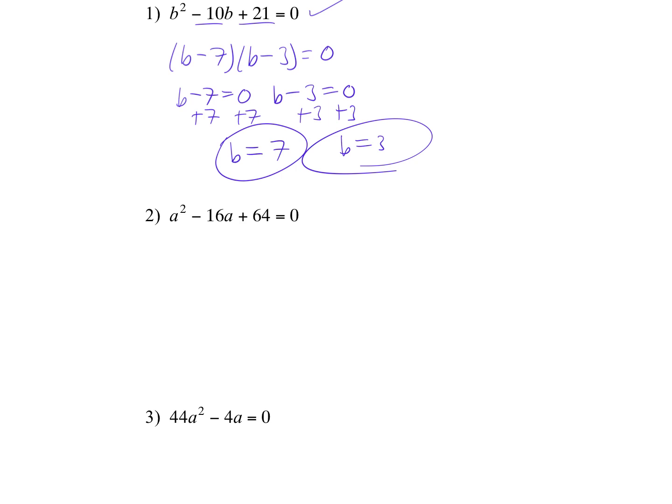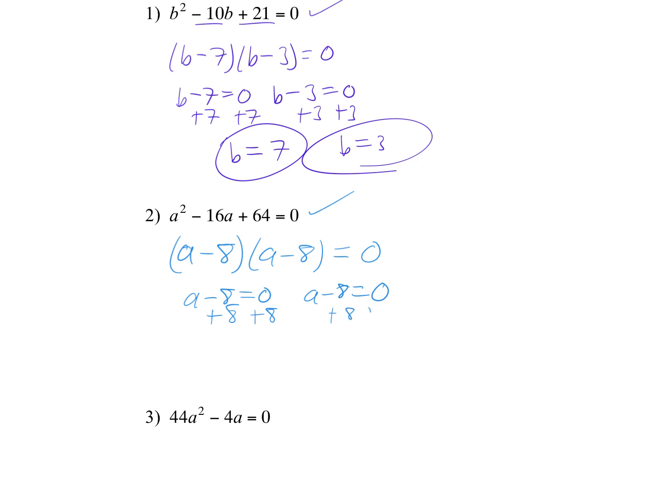First, you want to make sure that the entire equation is set equal to 0. It is, so we're good to proceed. We're looking for factors of 64 that add to negative 16, which is going to be negative 8 and negative 8. This is a perfect square trinomial. So you get a minus 8 times a minus 8 equals 0. We have the exact same factors, but we can still set them both equal to 0. If we add 8 on both sides, we get a equals 8.